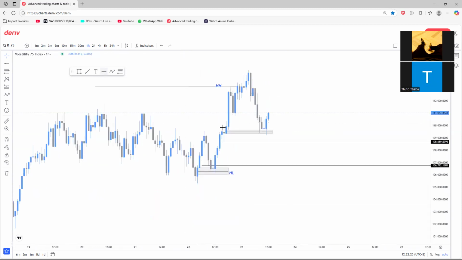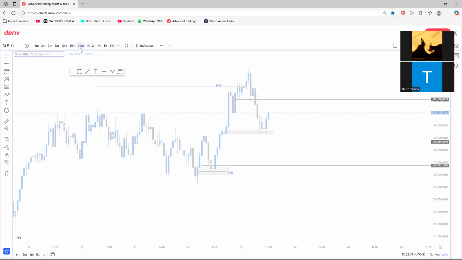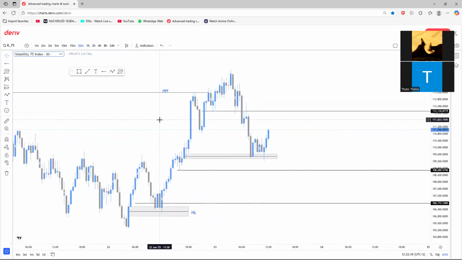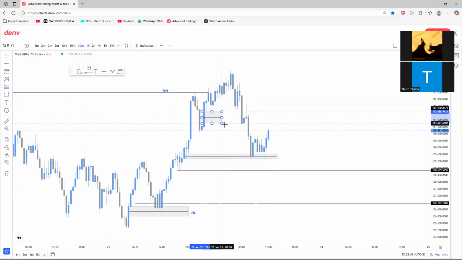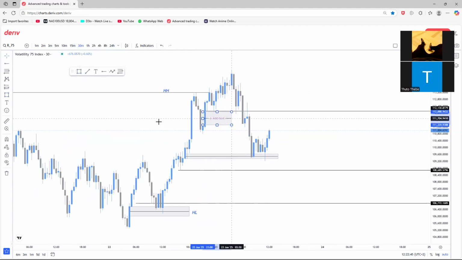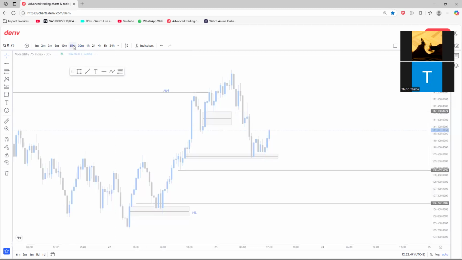Somewhere here, so below this candle. Let's see what's below this candle on other time frames. Okay, we have this huge fair value gap. I don't like it, but it's there. There's nothing I can do about it.